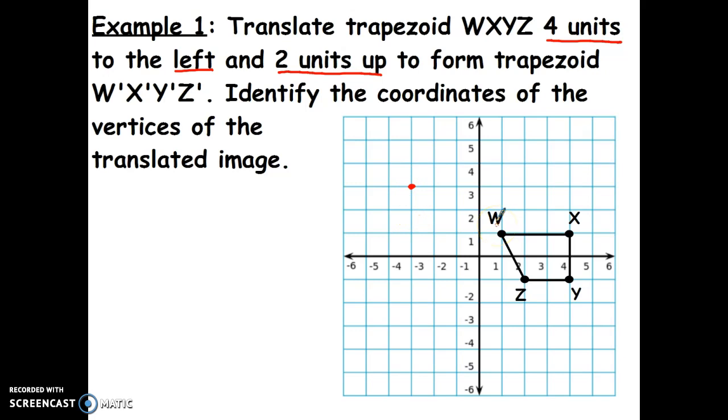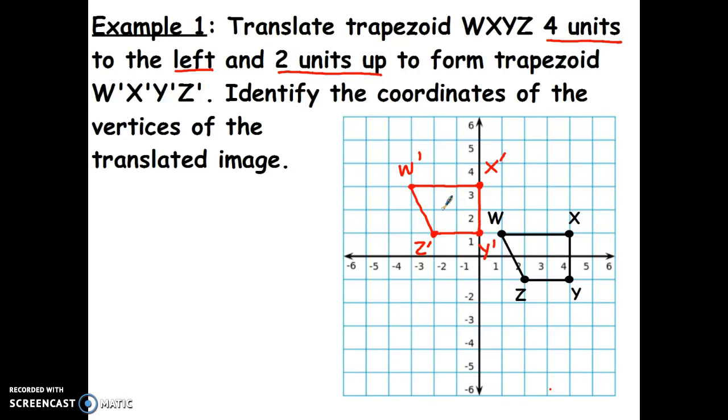So rather than naming it W, it will be named W prime. 1, 2, 3, 4, 1, 2. X prime. 1, 2, 3, 4, 1, 2. Z prime. And 1, 2, 3, 4, 1, 2. Y prime. So just go ahead and connect those together. And you will see that you have moved this figure from here to here. You have slid the figure.